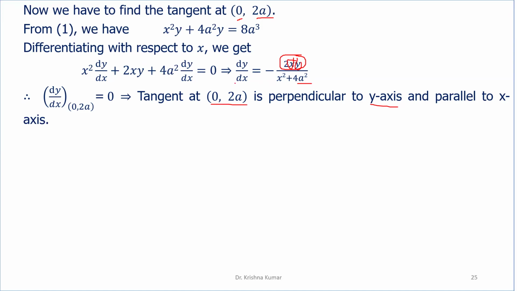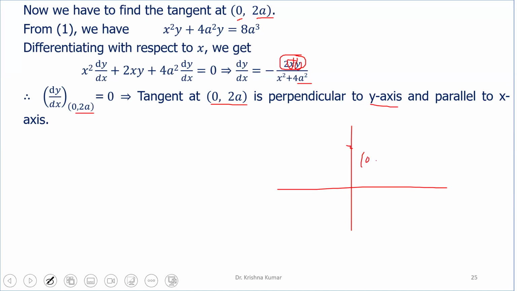It means that if we are getting dy/dx equal to 0, then the tangent at this point is parallel to the x-axis. This is the point (0, 2a). So at that point, the tangent will be parallel to the x-axis. So how to trace the curve?